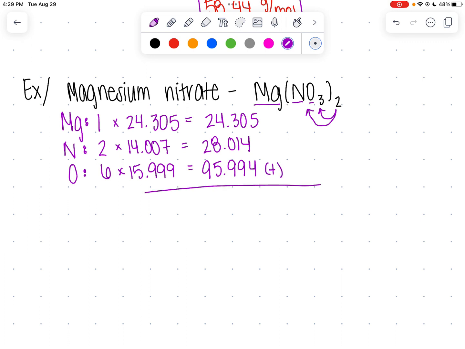Last step, putting this in my calculator. See if you can beat me. All right, I got 148.313, but I'm not done yet because I didn't put my units, grams per mole. There we go. Now we have a correct answer. So there we go. That is how you calculate molar mass. Go ahead and do the practice problems to get some extra practice in there.